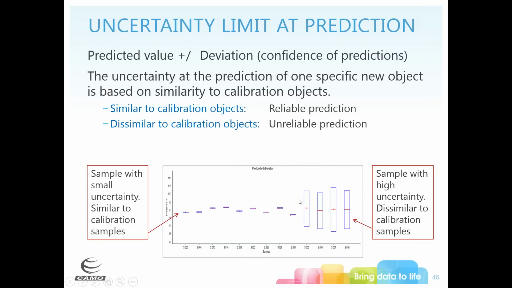And this is just a different way you can look at your uncertainty limits at prediction. If they're similar to your calibration objects and have small uncertainties, that means that it's a reliable prediction. If they're dissimilar, you will see a high uncertainty, and then it's an unreliable prediction.